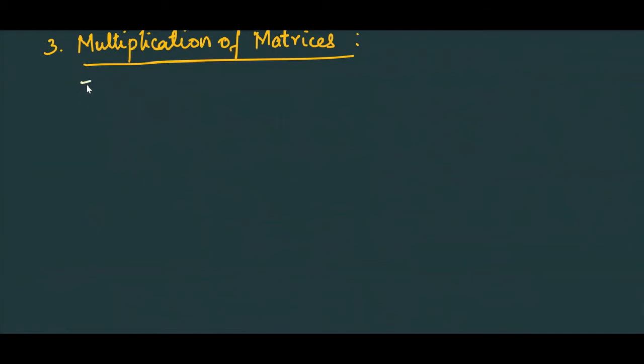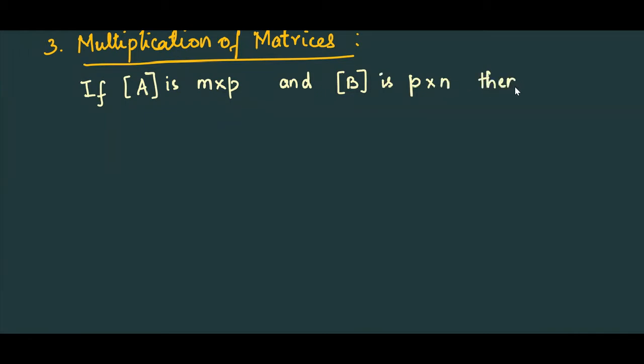Very important: if A is m cross p, matrix A, and matrix B is of the order p cross n, then we define A into B. A of order m cross p times B of order p cross n will be equal to C of order m cross n.